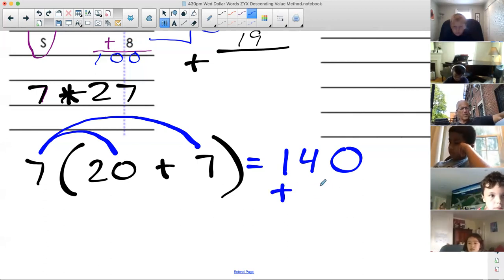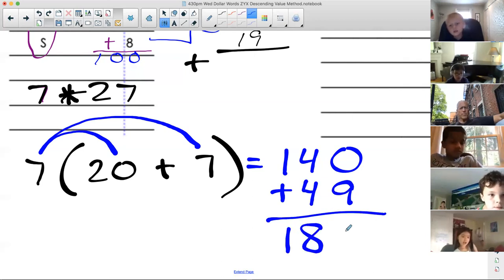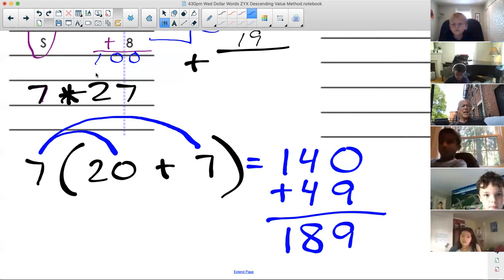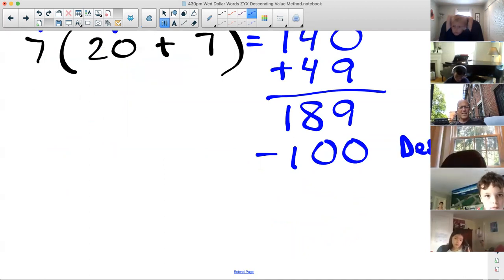7 times 7, I got 41. I mean, 49. Yes. And everybody add 140 to 49 on three. One, two, three, go. 189. So guess what, guys? If success is worth 100 under descending, and I take that away from 189, remember, that's the descending. What must the ascending equal?